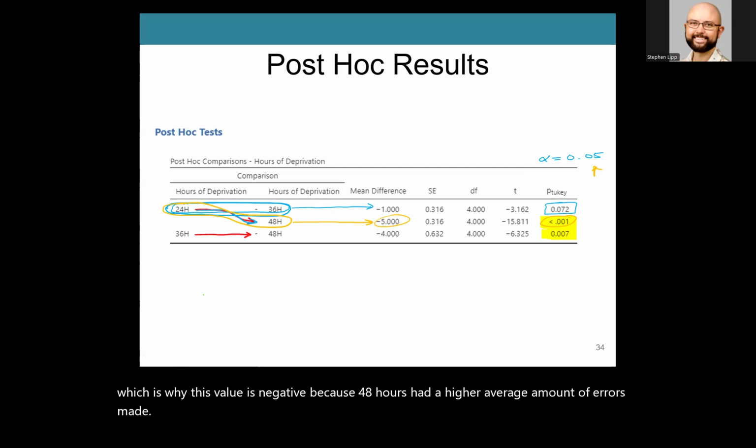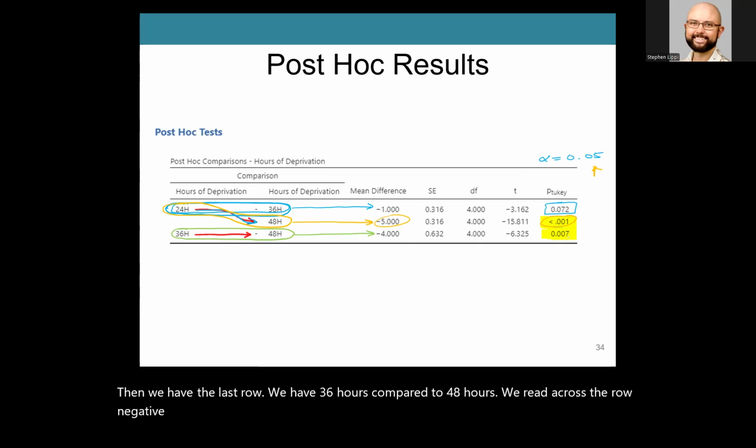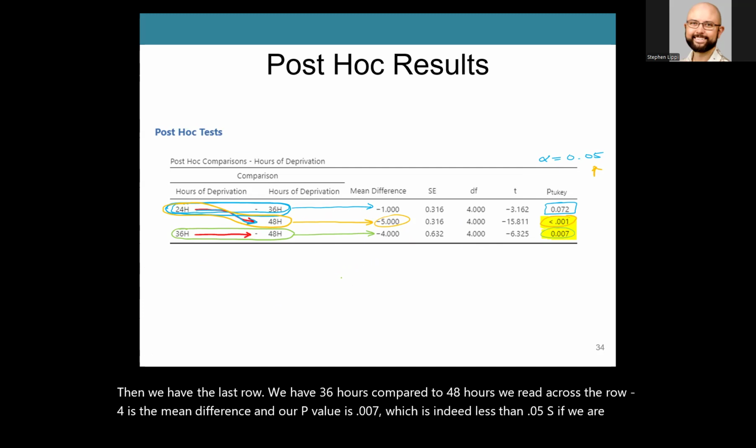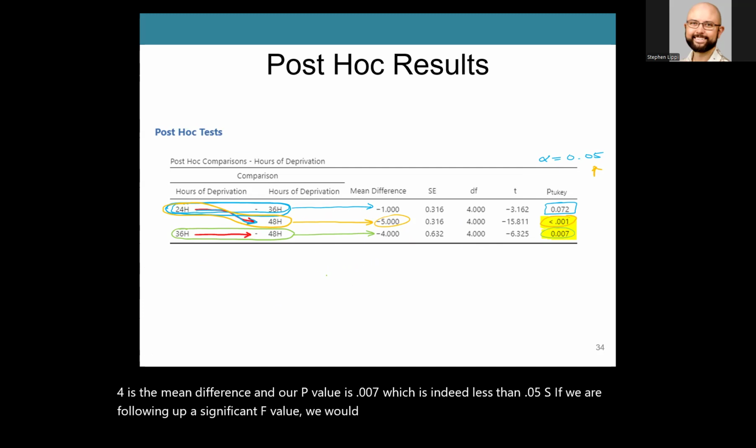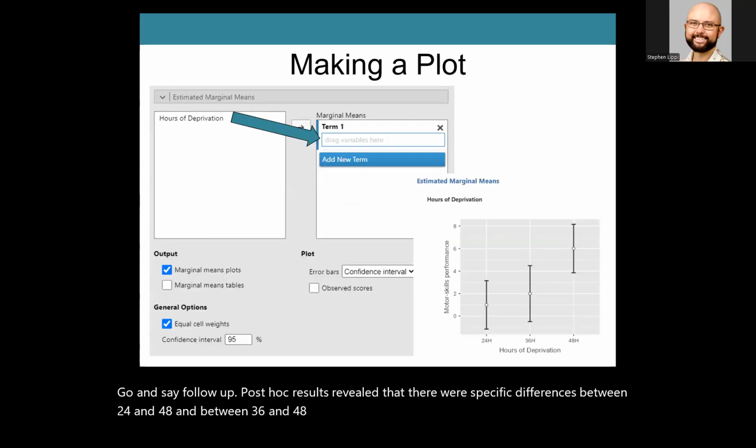Then we have the last row. We have 36 hours compared to 48 hours. We read across the row. -4 is the mean difference, and our p-value is 0.007, which is indeed less than 0.05. So if we were following up a significant F value, we would report, of course, the F, but we would also say that follow-up post hoc results revealed that there were specific differences between 24 and 48 and between 36 and 48. Now, a great way to accompany those post hoc results is to produce a plot.